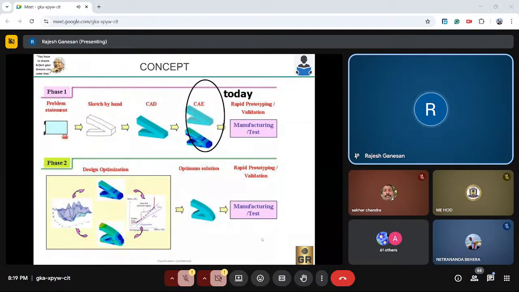And finally, we do a prototype validation. Prototype validation means that, with respect to the CAD drawing, I start the manufacturing of this component. Once manufacturing is done, I do a physical test by applying the load. Whatever load we apply physically, we have applied in CAE, that is FEA itself, and we compare the results we get. So this is phase one. Right now, in today's scenario, we are using this methodology in industries.